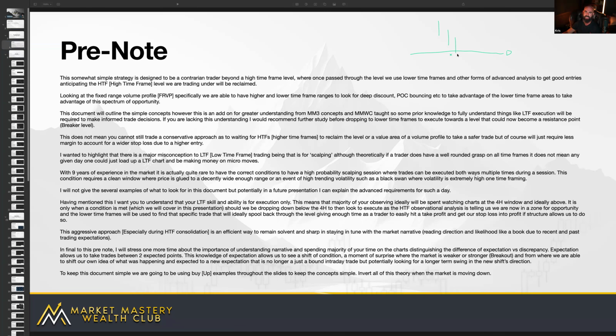It is only here, it is only now under this level that we can drop from the 4-hour and work our way to the 1, to the 30, to the 15, to the 5, etc. Because we're trying to find the entry here, because the higher time frame we're expecting this to happen.